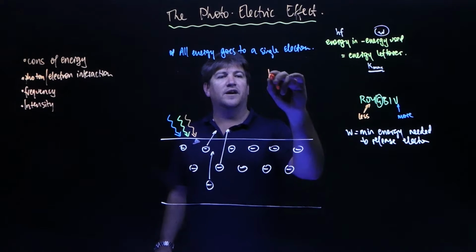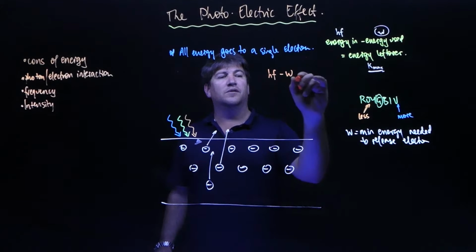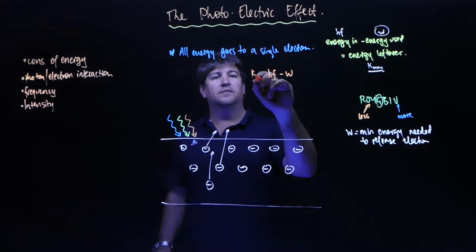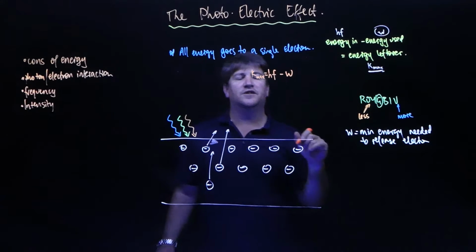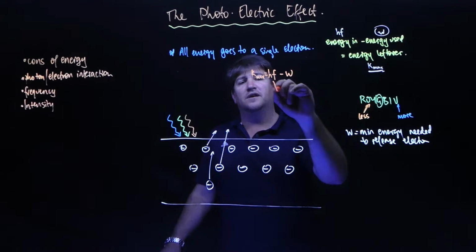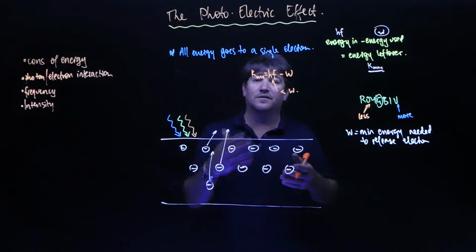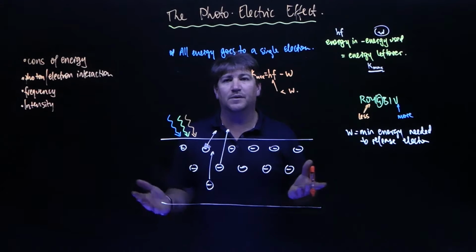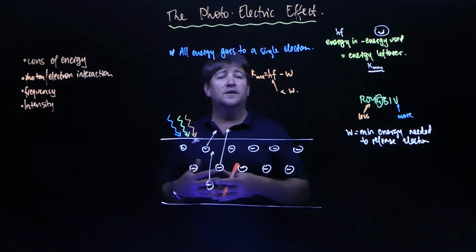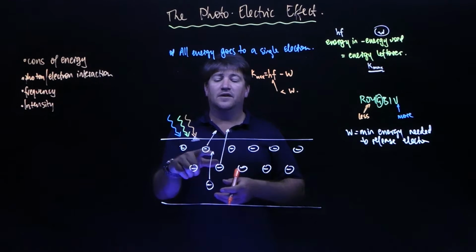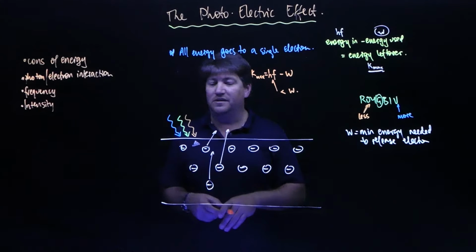So what we've got is hf take W, so our K max is hf minus W, and what we're finding is this is less than W. So we don't have enough energy left over, so our maximum kinetic energy is a negative number. That makes no sense, it's nonsense. So that electron, this one here, doesn't reach the surface, it's not emitted.